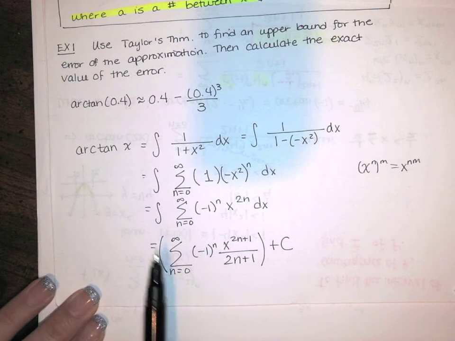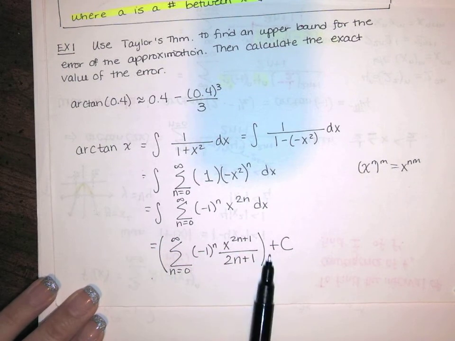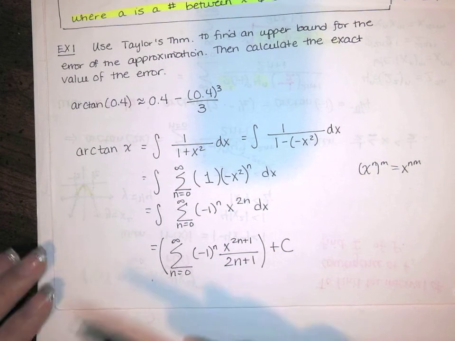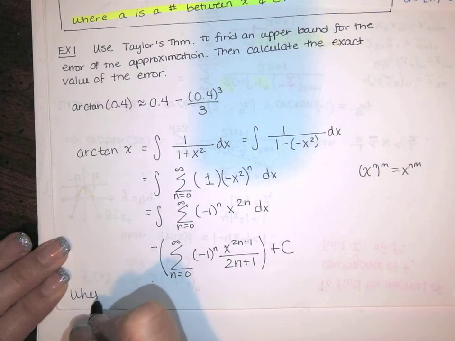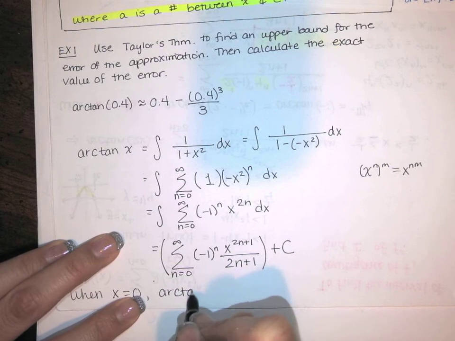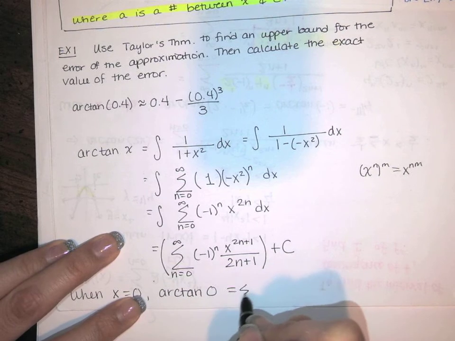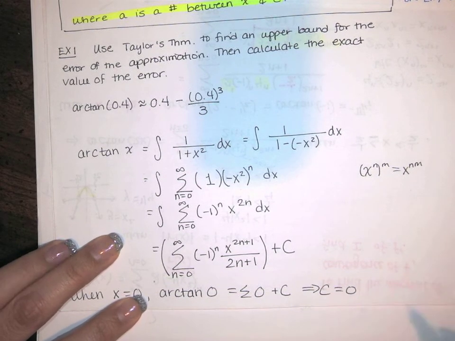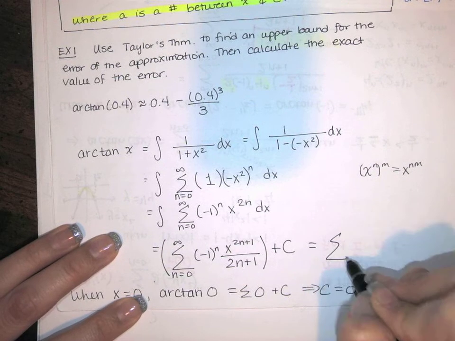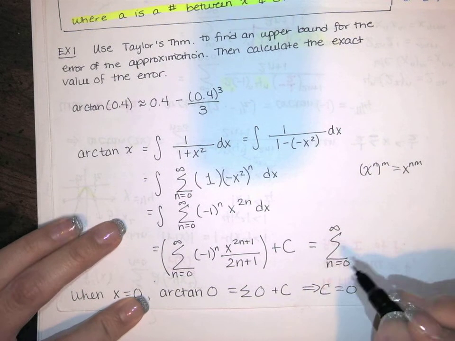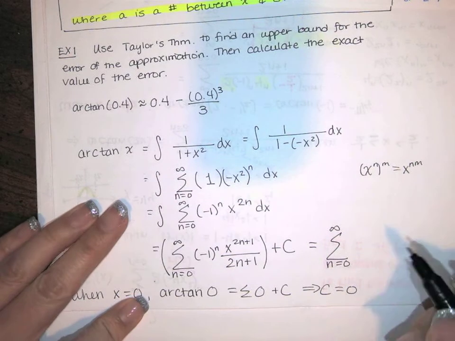But when I substitute in x equals 0 to this side and to this side, I get arctangent of 0 as the sum of infinitely many zeros plus c. So we see that c must be 0. And we've got this Taylor series, or we've got a series representing our arctangent function.